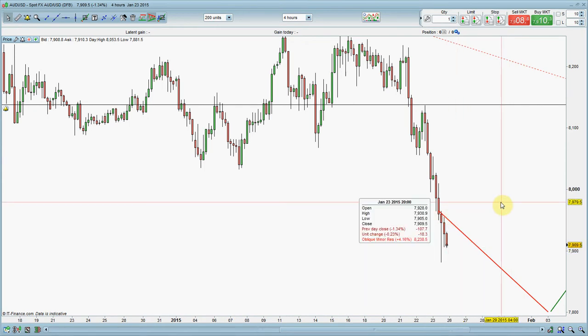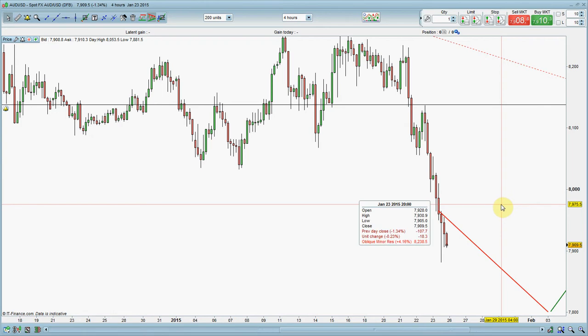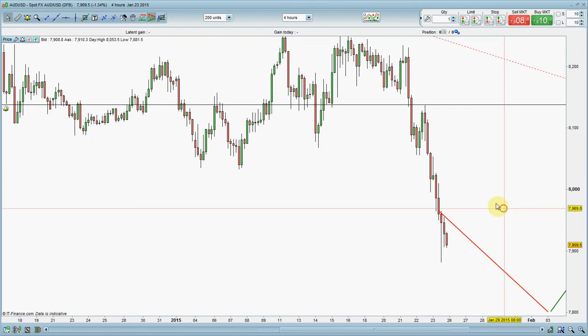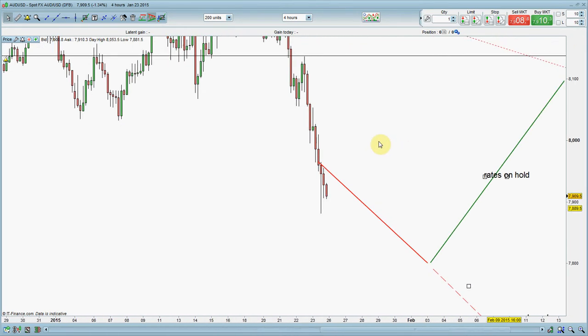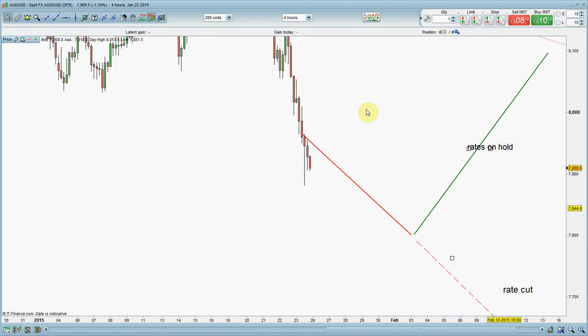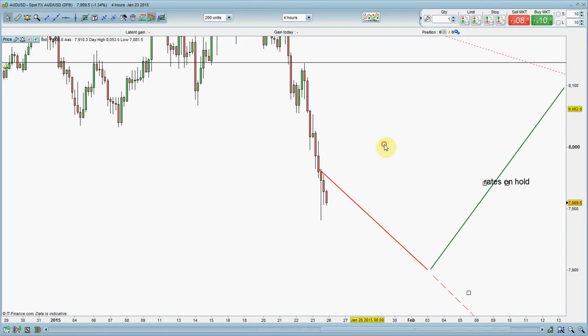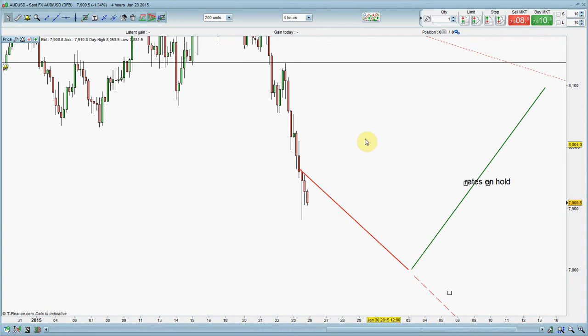Now, the interesting thing about the Aussie is coming into the 3rd of February, week after, we've got the RBA rate statement. Now, there's a lot of speculation about a rate cut going on at the moment, which is driving the Aussie dollar down, particularly now Canadian dollars cut their rates as well. The Aussie dollar is expected to follow suit. What we can expect to see up until then is the Aussie dollar to fall down to the 7-8 area.